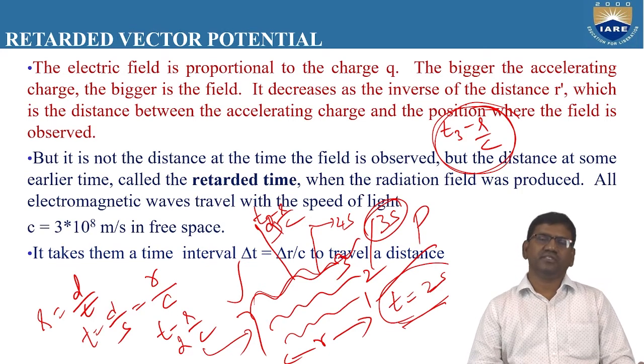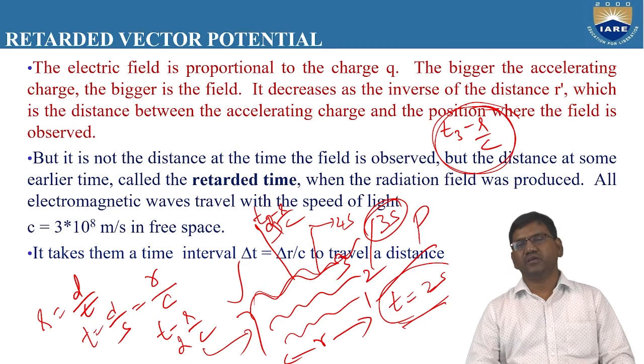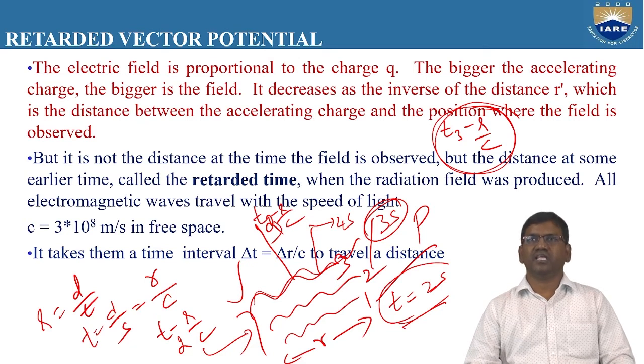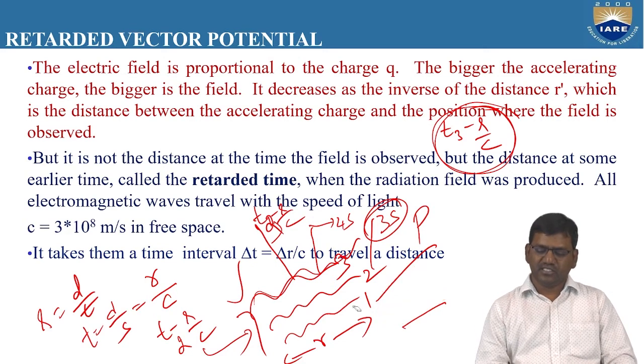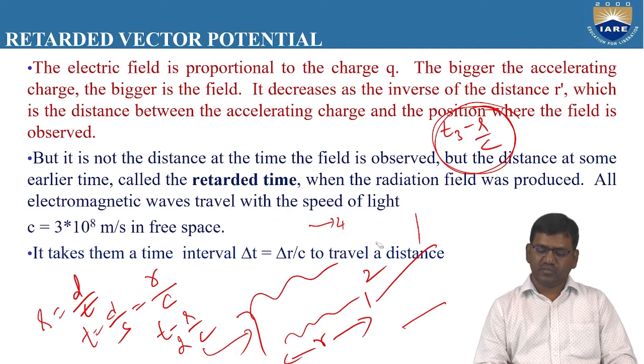That means the summation machine: we need to sum all the fields produced, all the fields reaching the distant point P. Then only can we calculate the exact potential at the distant point P. With that potential, we can easily calculate the electric field strength at the distant point P. So this is the basic concept behind the retarded vector potential.